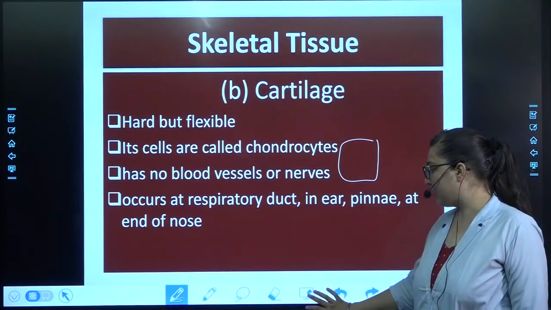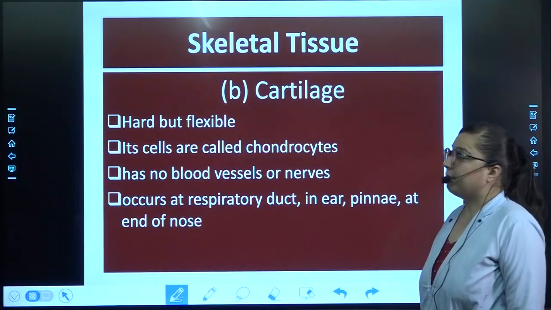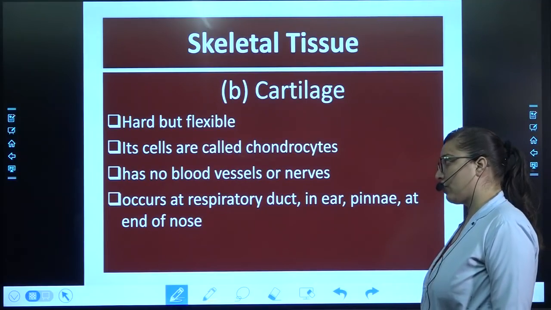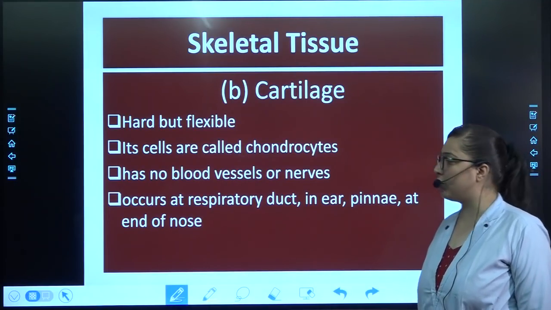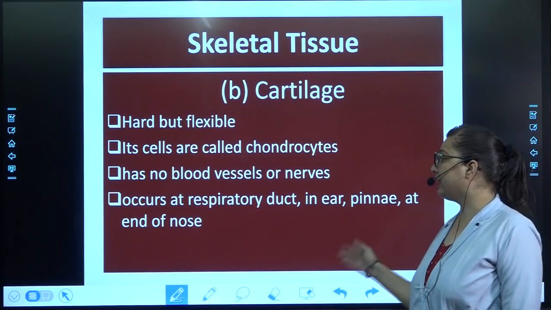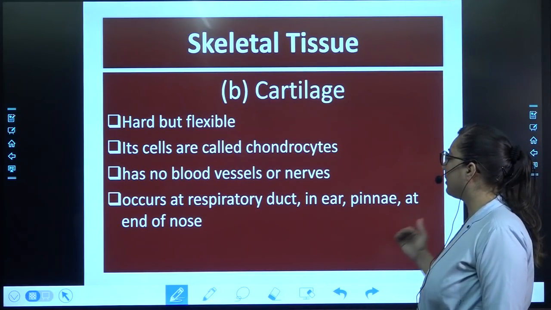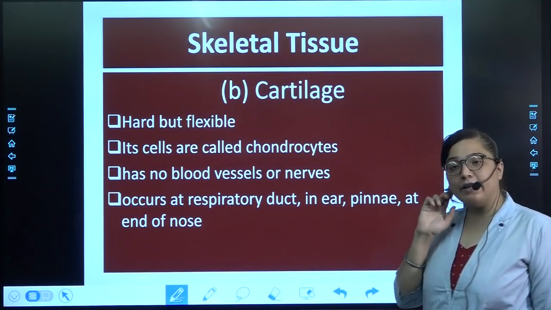Here it is, the cartilage. Hard but flexible. Its cells are chondrocytes. It has no blood vessels or nerves. And where does it occur? At the respiratory duct, in the ear pinnae and at the end of the nose.